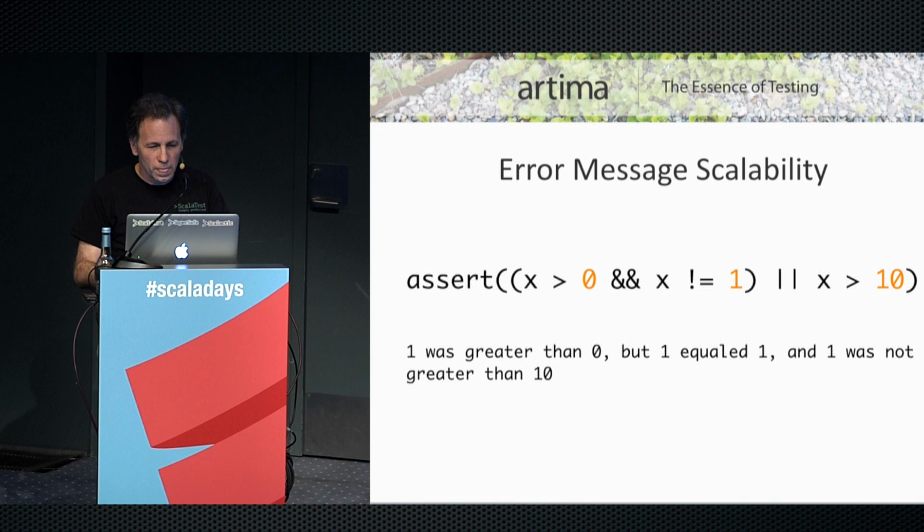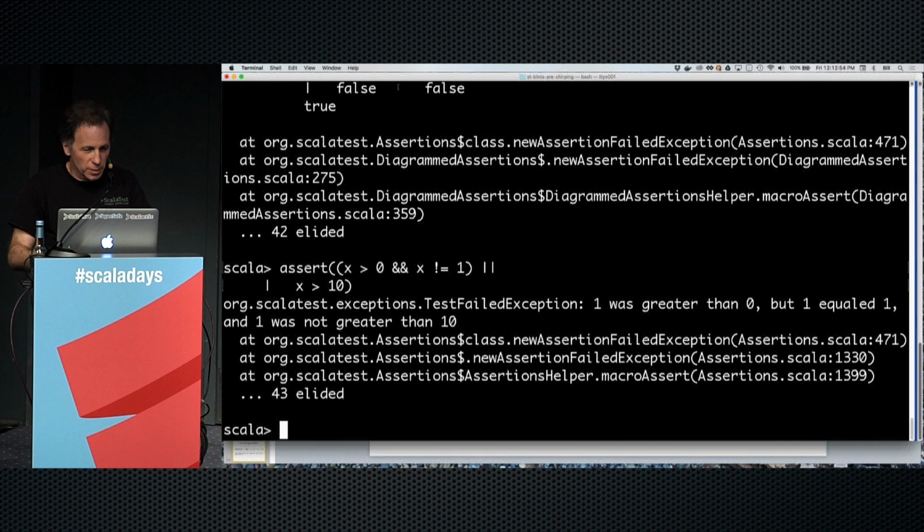So what happens is, in the error message in expectations, I'm going to go back to this guy and make it an expect. Oh, not that. Let's do it with matchers. So I'll say x will be greater than 0, and x will not equal 1, or x will be greater than 10.